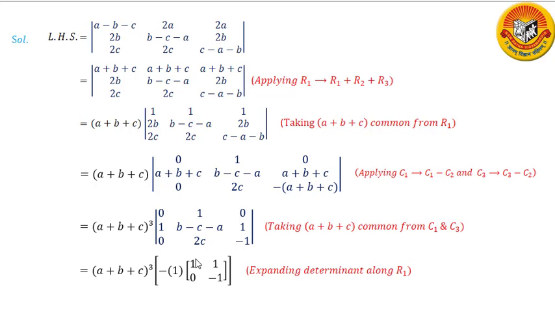Then I will leave this column and this row, I will get 1 0 and 1 minus 1. Then I will simplify this determinant, and this will give me minus 1 into minus 1 as plus 1. So it is a plus b plus c the whole cube. So we have proved that left hand side is equals to right hand side.